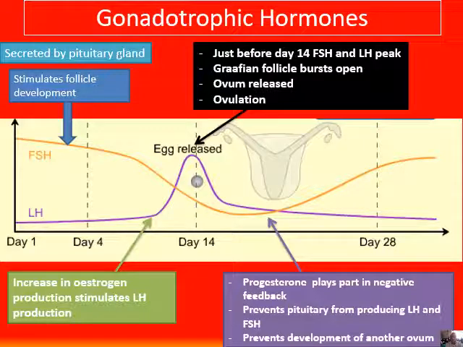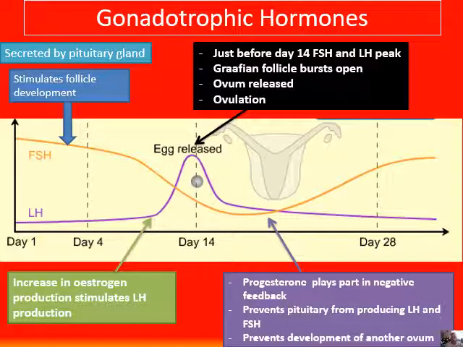Then progesterone plays a negative feedback system, so you can see that after day 14 the amount of FSH is still very low, and eventually as that corpus luteum starts to die out because of no fertilization taking place, there's no more progesterone, and no more progesterone means that I can now start increasing my FSH as well as LH. So that purple block over there says progesterone plays a part in the negative feedback, prevents the pituitary from producing luteinizing hormone and follicle stimulating hormone. This prevents the development of another ovum. Alright, so now that's FSH.